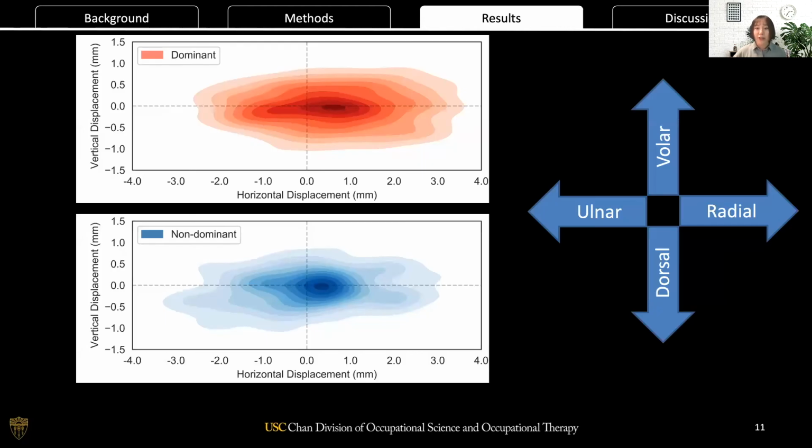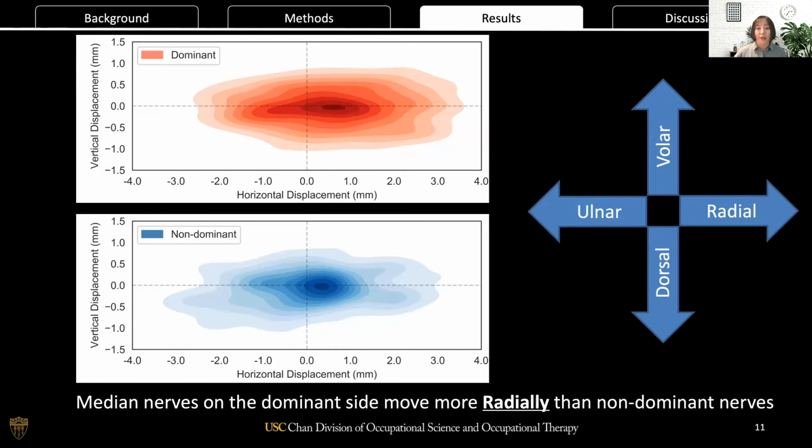This slide visually shows how the nerve movement was different in direction between the dominant and non-dominant side. This figure shows where the nerve ends, assuming they start at the original point 0, 0. We can see that the dominant side nerves move more towards the radial side, shown in the upper image, compared to the non-dominant side nerves shown in the lower image.